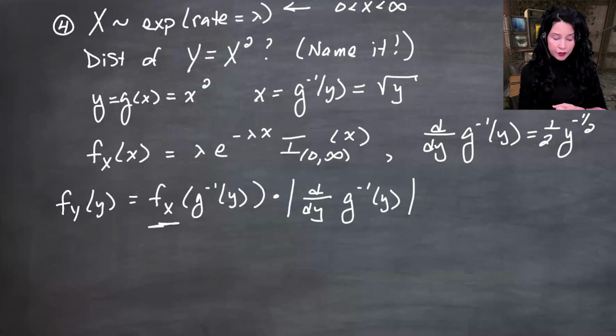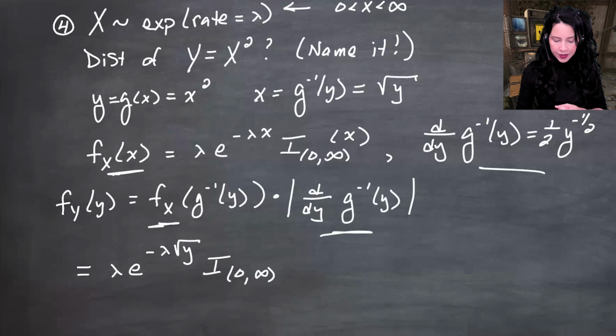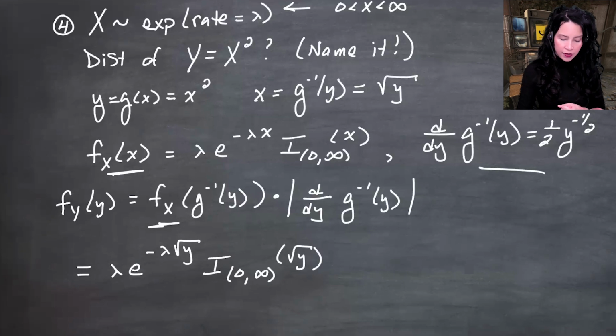I have my PDF for x right here and the derivative of g inverse right here, so we are ready to go. I'm just going to plug this stuff in. This is lambda e to the minus lambda square root of y, indicator 0 to infinity square root of y, and then times the absolute value of the derivative, so times the absolute value of 1/2 y to the minus 1/2.